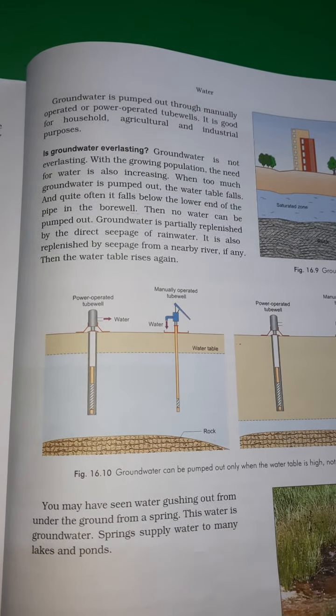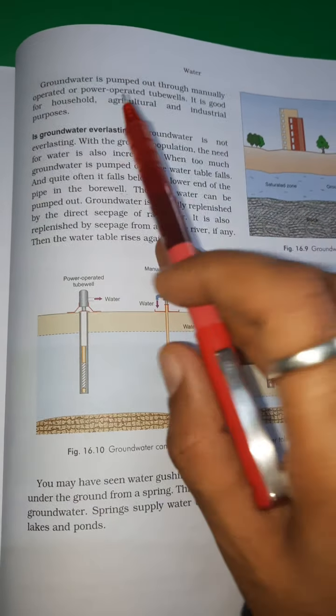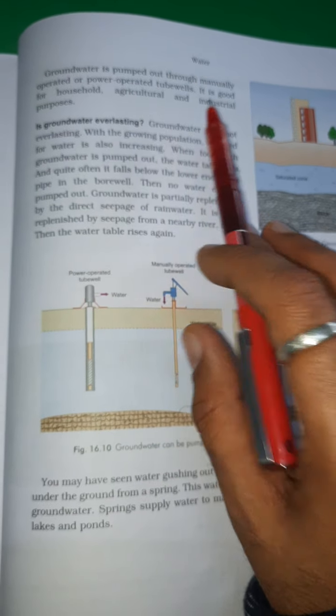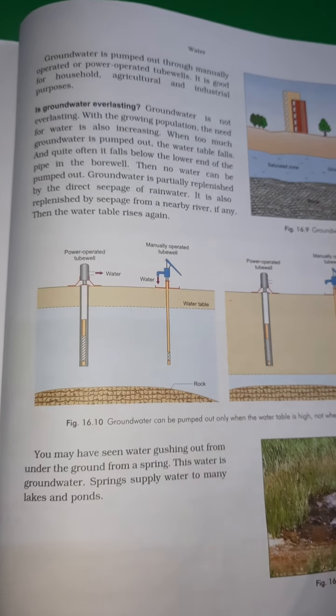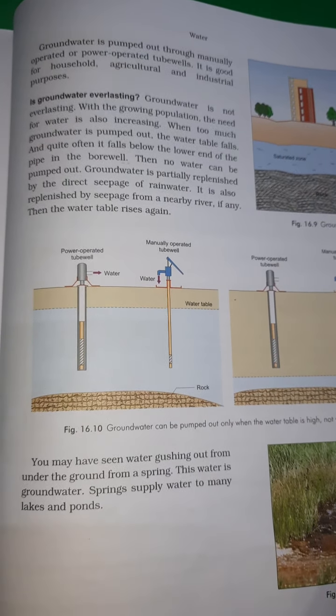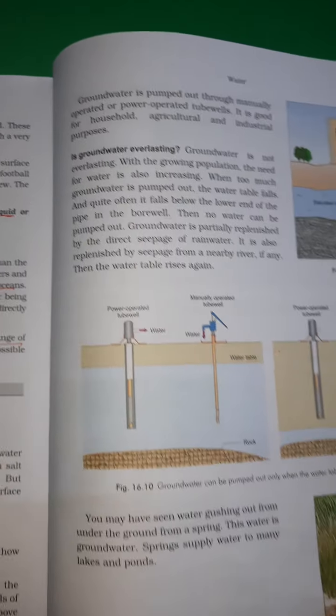Okay, so many power operated instruments are there that provide us water. So it is good for household, agriculture, and industrial purposes. The water that we get from the groundwater is good for agriculture, household, or industrial purposes.